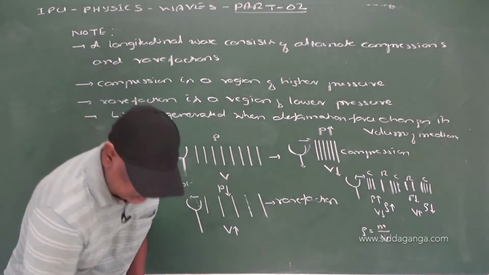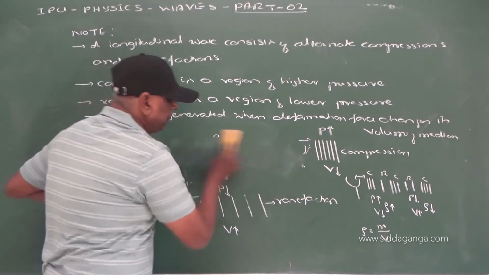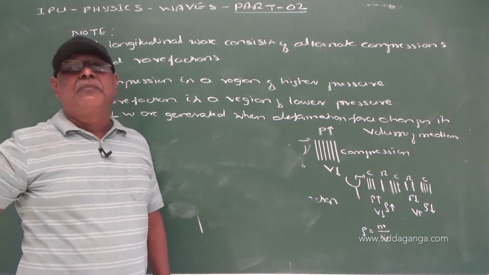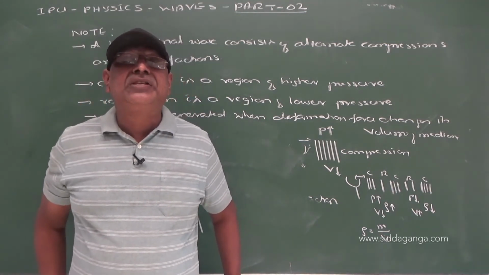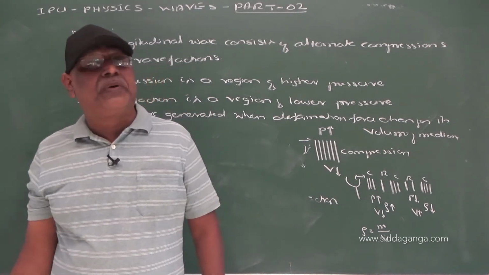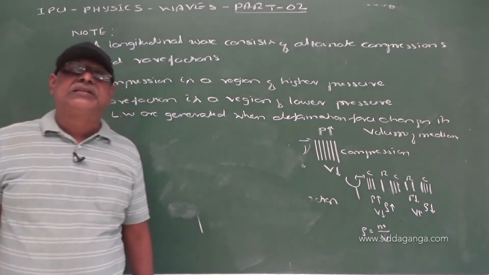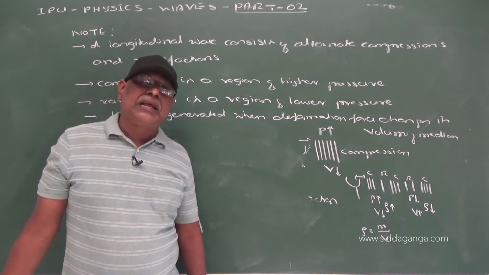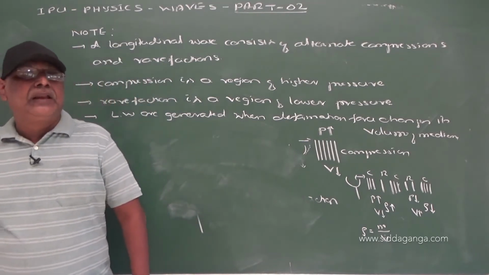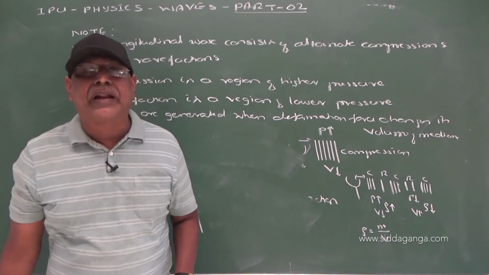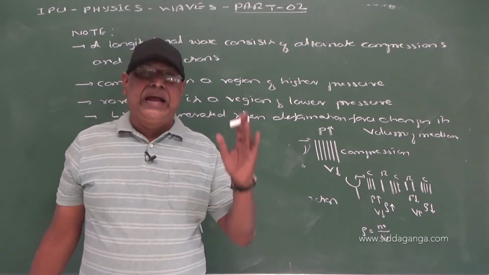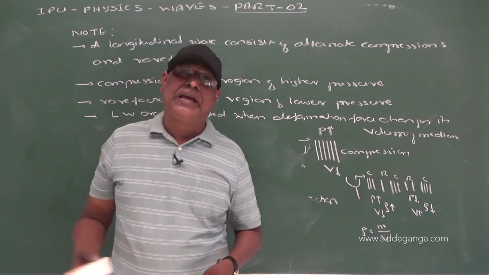Is that clear? So another important thing: when a transverse wave propagates through a medium, there is no change in pressure and density of different parts of the medium along the direction of propagation. When a transverse wave is propagating along a stretched string, all parts of the string have the same pressure and same density. But when a longitudinal wave propagates through a medium, there is a change in pressure, volume and density in the direction of propagation.